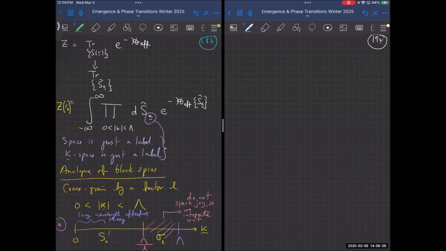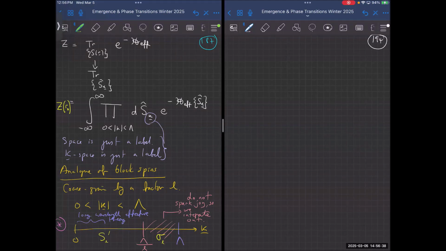After I've integrated out the shaded variables, my system now only goes up to lambda over L. I've lost those degrees of freedom. And I can't read off the effective Hamiltonian, the coupling constants, because my new Hamiltonian doesn't look identical to the old one. The old one summed over modes up to lambda. My new one sums over modes to lambda over L.